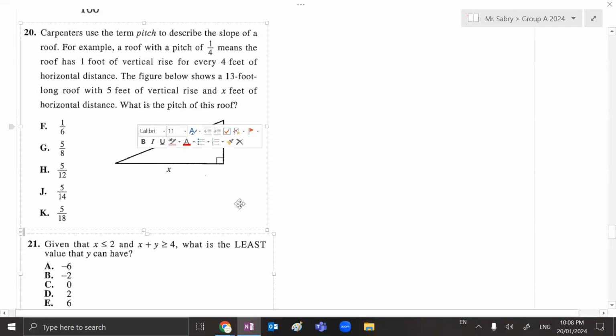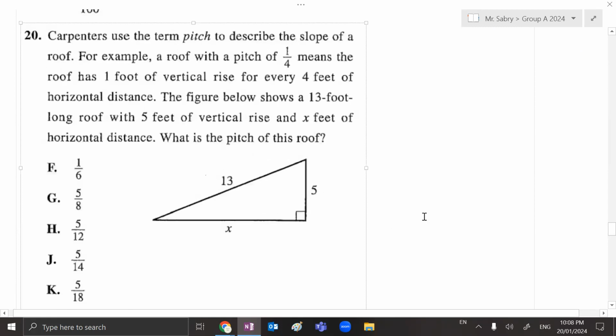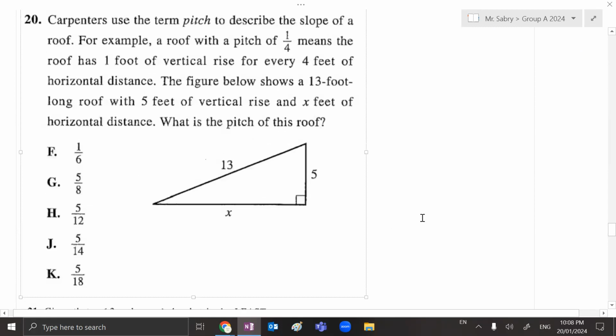Number 20. Carpenters use the term pitch to describe the slope of a roof. For example, a roof with a pitch of 1/4 means the roof has 1 foot of vertical rise. So the rise, that's the rise basically, and 4 feet of run. The figure below shows a 13-foot long roof with 5 feet, and he needs x.